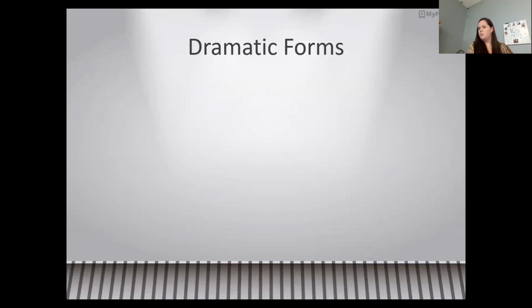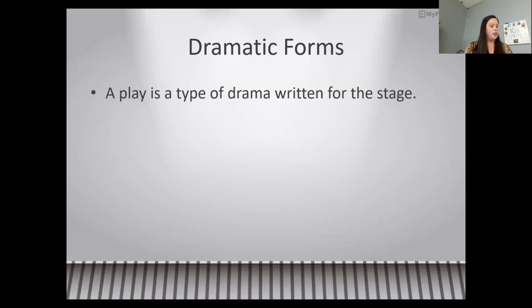dramatic forms. What is drama? We need to know the different types of dramatic forms. So we talked about fiction could be fantasy, mystery, short story. Well, a drama can have different forms as well. First, you have a play. This is a type of drama written for the stage. So when you think of a play, you're probably thinking Shakespeare, okay, and that would work.